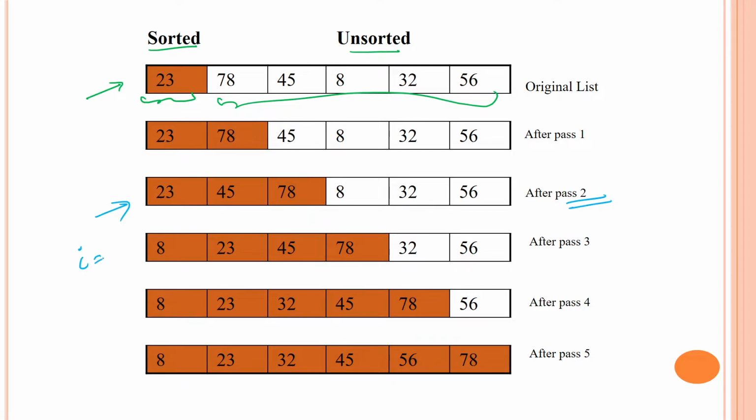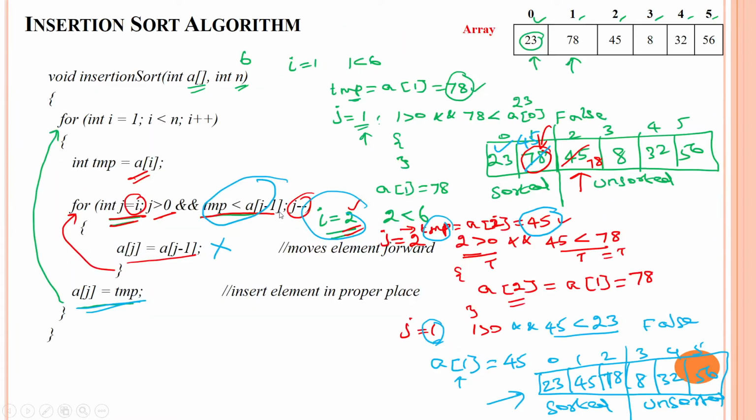Then iteration number 3 will start. So in iteration number 3, i is 3, then we will select, so this is 0, 1, 2, sorry, here 0, 1, 2, 3. So this is the iteration number 3. After iteration number 3, now we will select the 8. So 8 will be compared with 78, then it will move into this place. Then 8 again is compared with the 45, so again it will move into here. Like that we will do the iteration number 3.